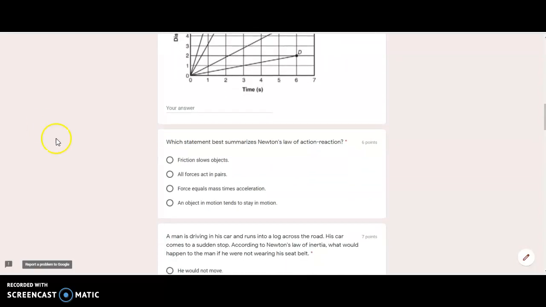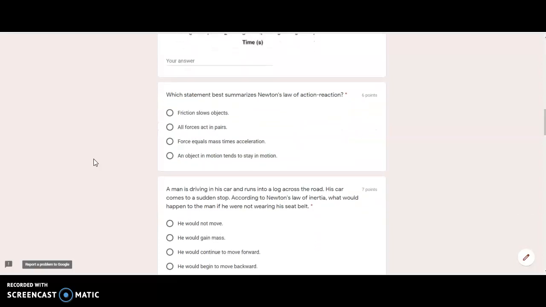Which statement best summarizes Newton's law of action-reaction? Friction slows objects. All forces act in pairs. Force equals mass times acceleration. Or an object in motion tends to stay in motion. Remember the Newton's law of action-reaction, which is Newton's third law of motion.